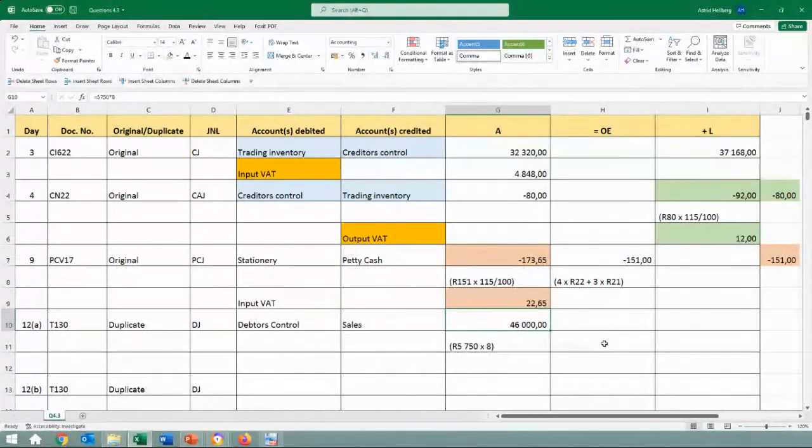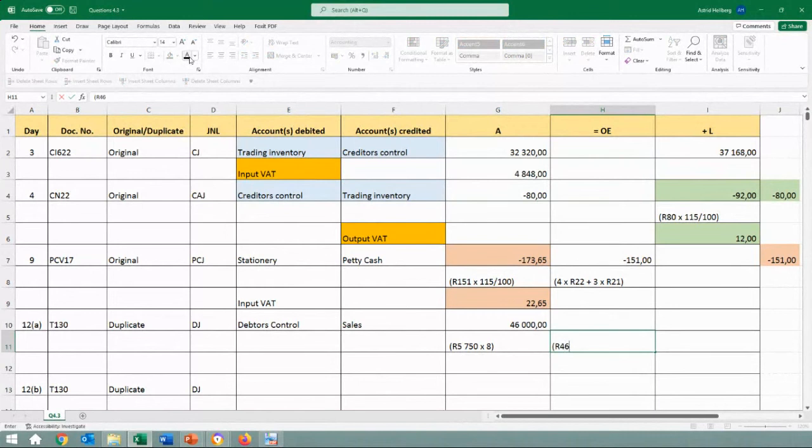Now, sales is owner's equity. So how we calculate that, excluding VAT, we take the 46,000, which is what our debtor owes us, and then we say, okay, we want the amount excluding VAT, so we want the 100, and we currently have the 115 amount. So the amount includes the VAT, which will then give you an amount of 40,000.